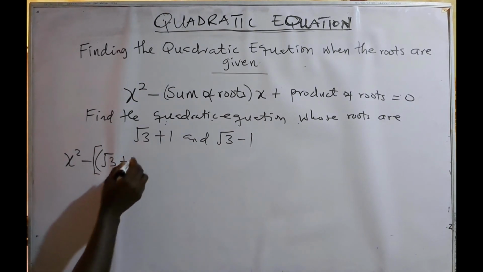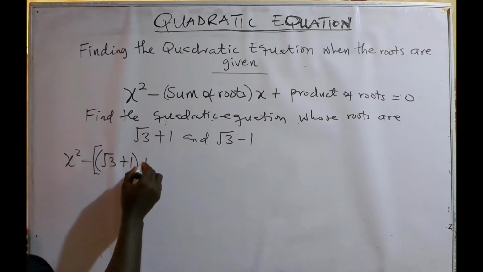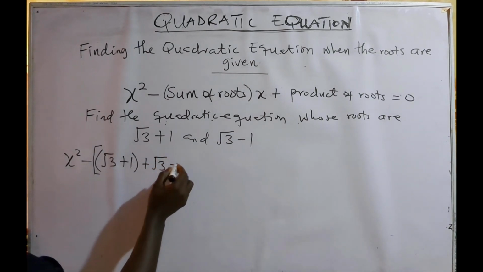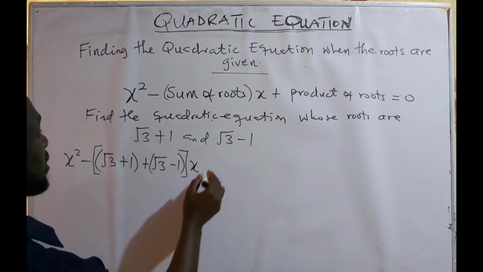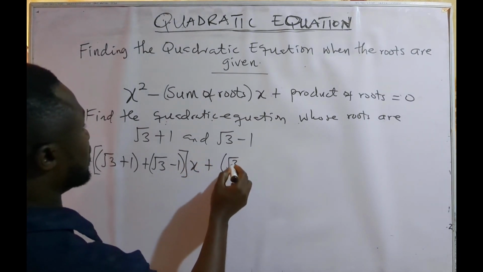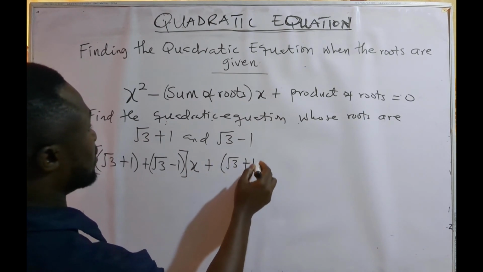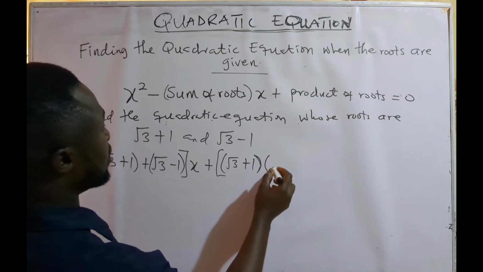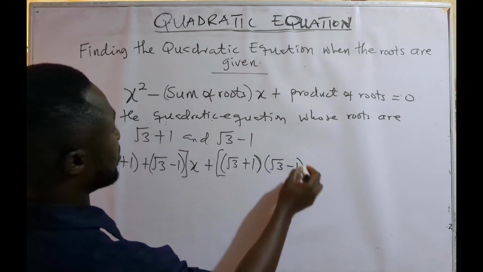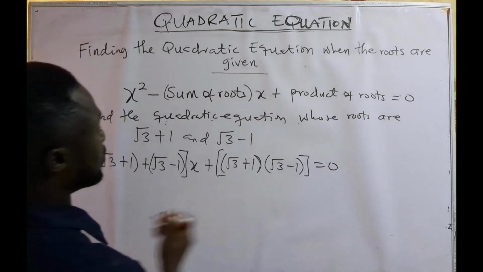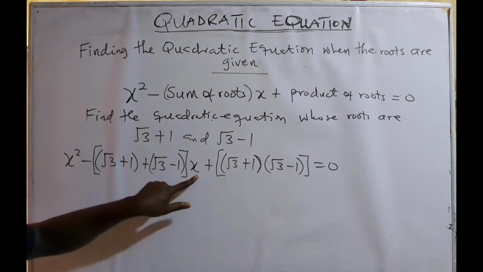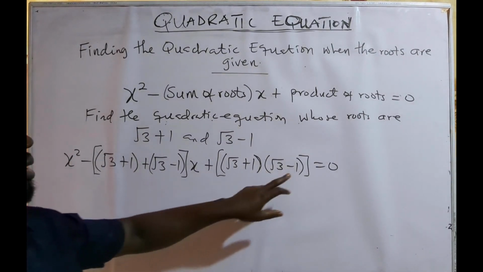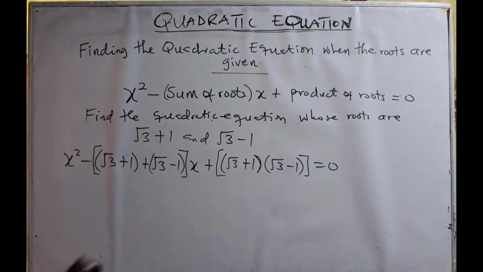Okay, so we are going to add the roots, multiply by x, then plus the product. So we have x squared plus the sum, so of the roots, root 3 plus 1 and root 3 minus 1. So we add, multiply by x, plus the product, then we multiply, equal to 0. So let's see what we have.